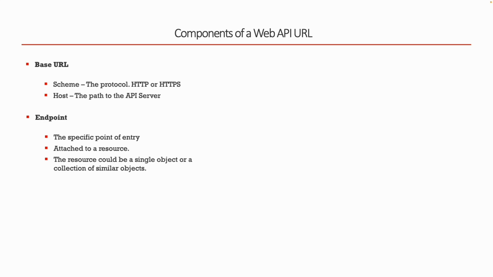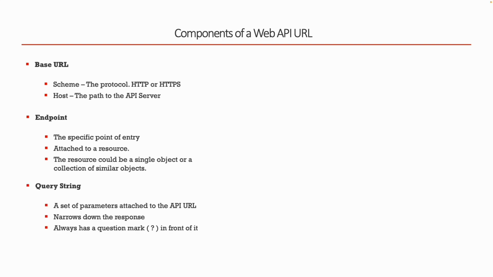Secondly, we have endpoints. These are specific points of entry to an API, and they are attached to a resource. This resource could be either a single object or a collection of similar objects. And all of these objects are accessible over HTTP or HTTPS by using standard HTTP request methods like GET, POST, PUT, PATCH, or DELETE.